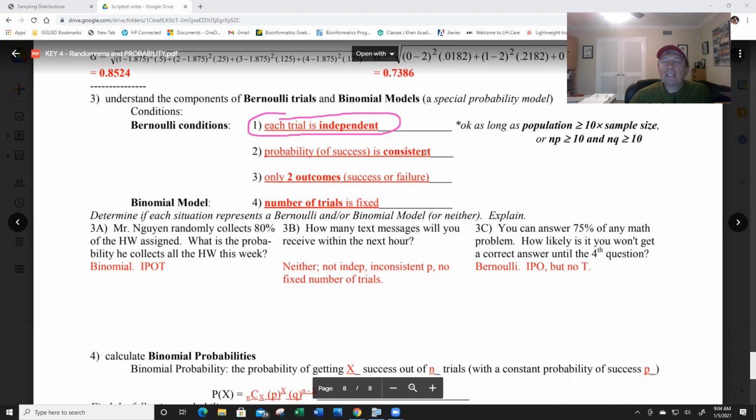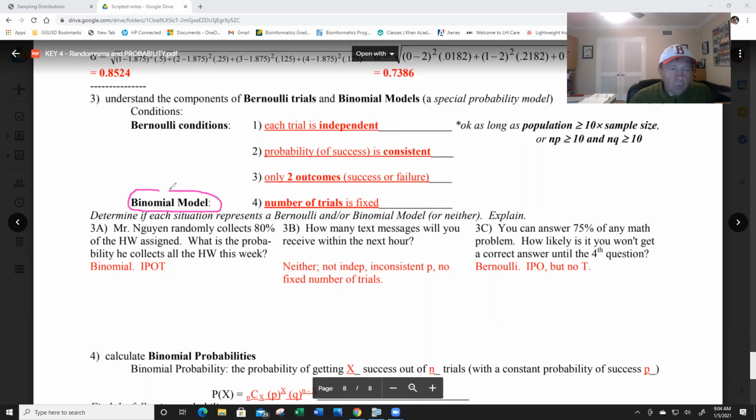The probability of success is consistent. Maybe not perfect, but consistent. Okay? And only 2 outcomes, success or failure, heads or tails, make or miss on our free throws. And you have to have a certain number of trials you're doing. Okay, so this is very related to Pascal's triangle, very much so. So the first thing we're going to do is figure out which of these are binomial.